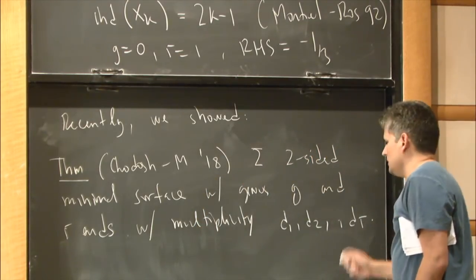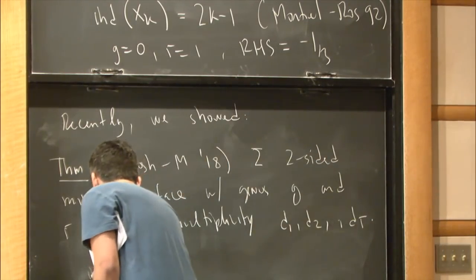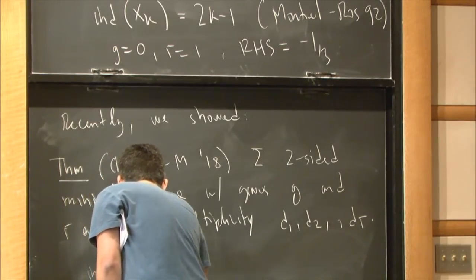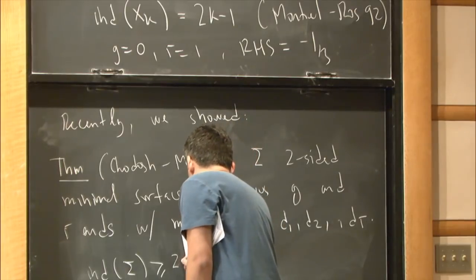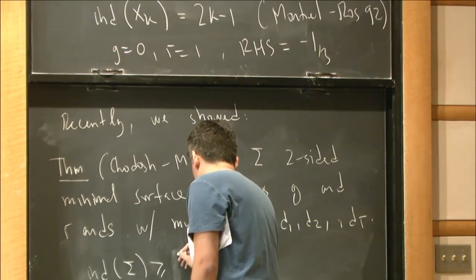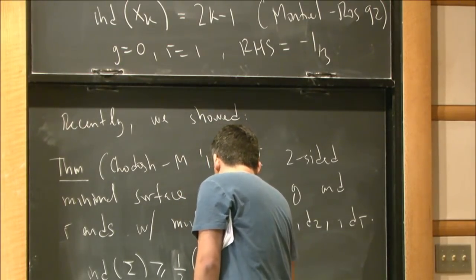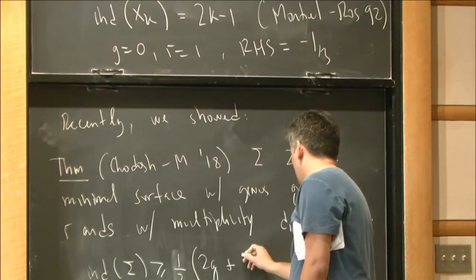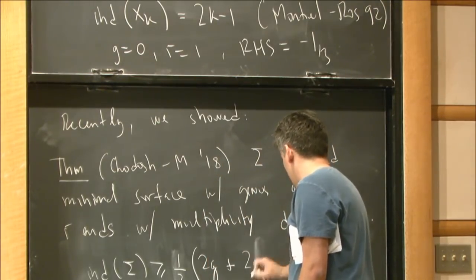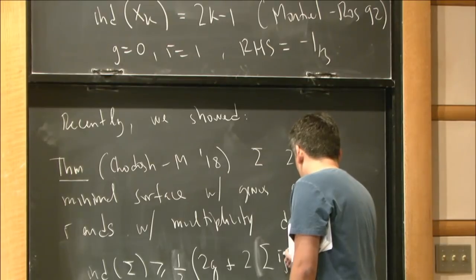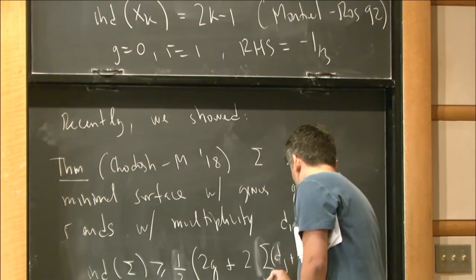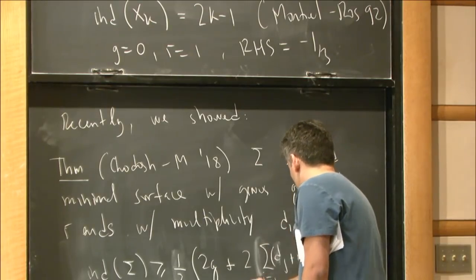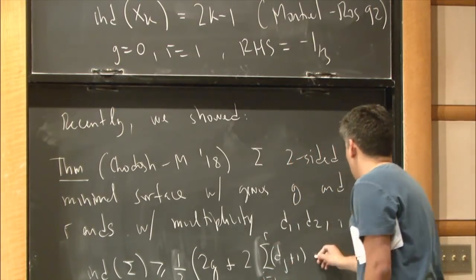Okay. So then the index of sigma is at least 1/3 of 2g plus 2 times the sum of dj plus 1, j from 1 to r, minus 5.